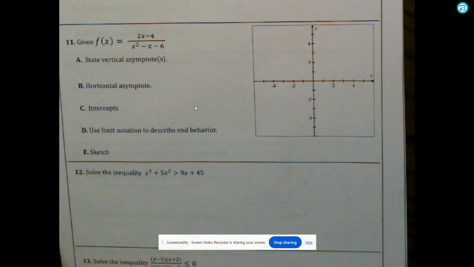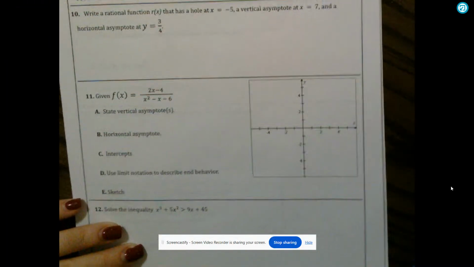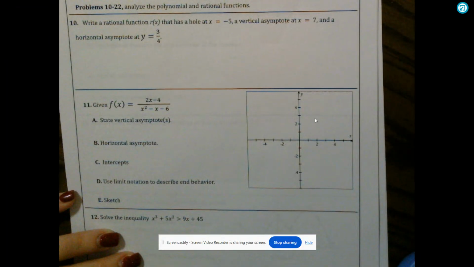All right. Number 10. Write a rational function r of x that has a hole at x equals -5, a vertical asymptote at 7, and a horizontal asymptote at 3/4.